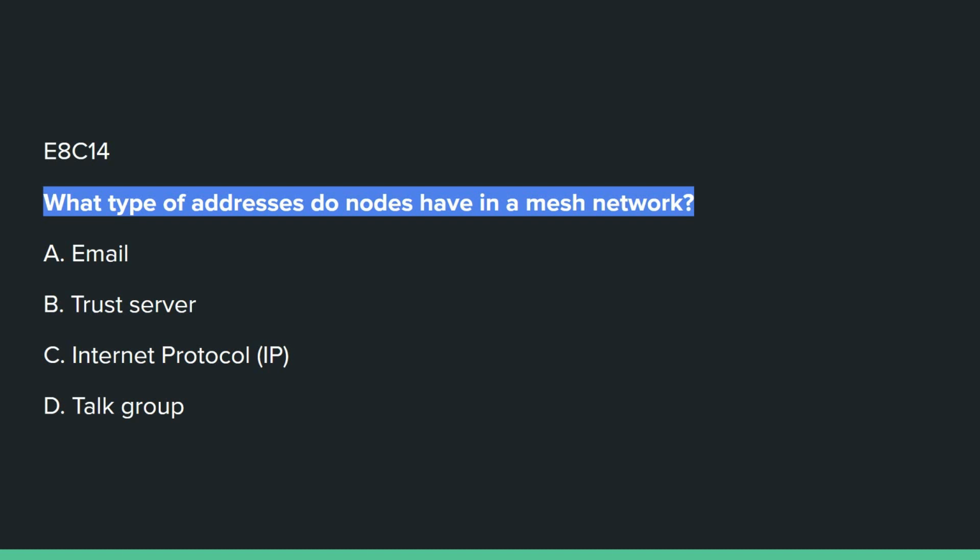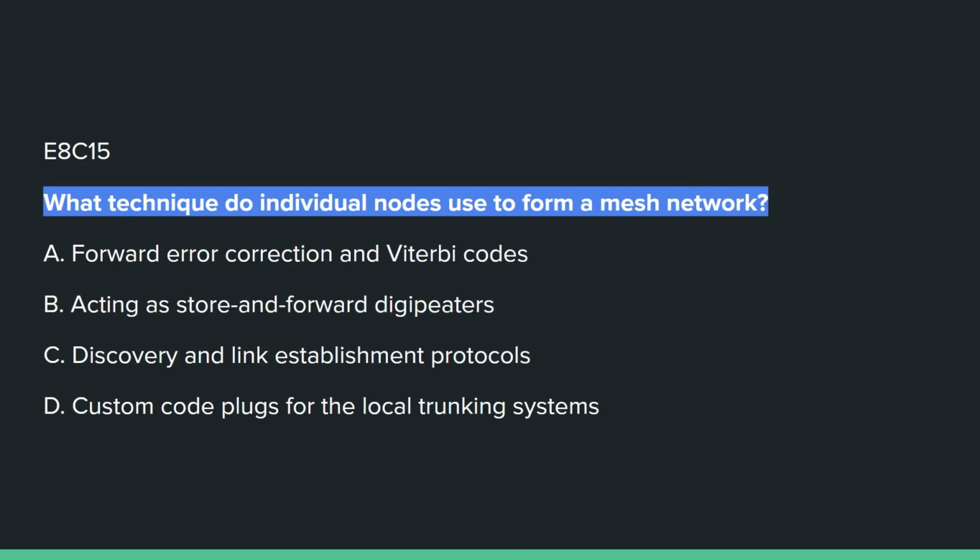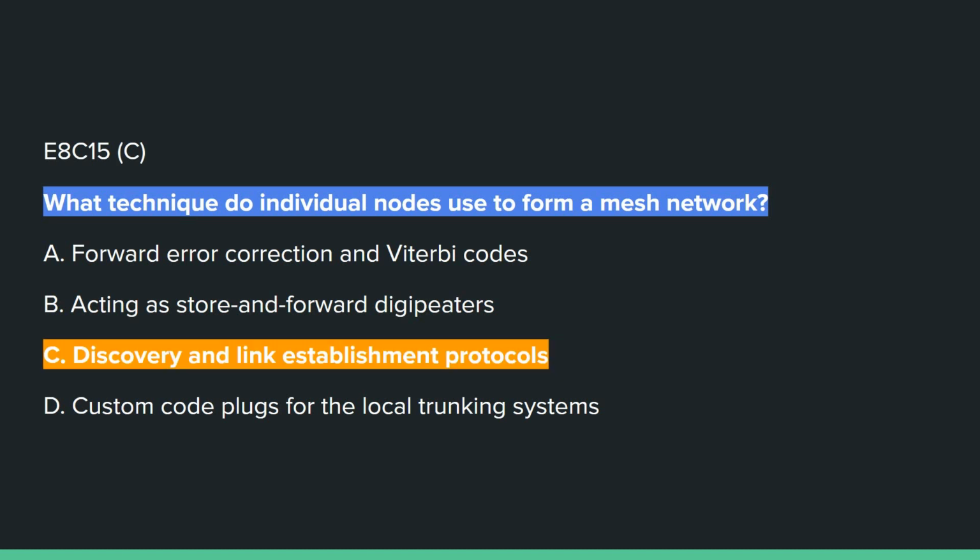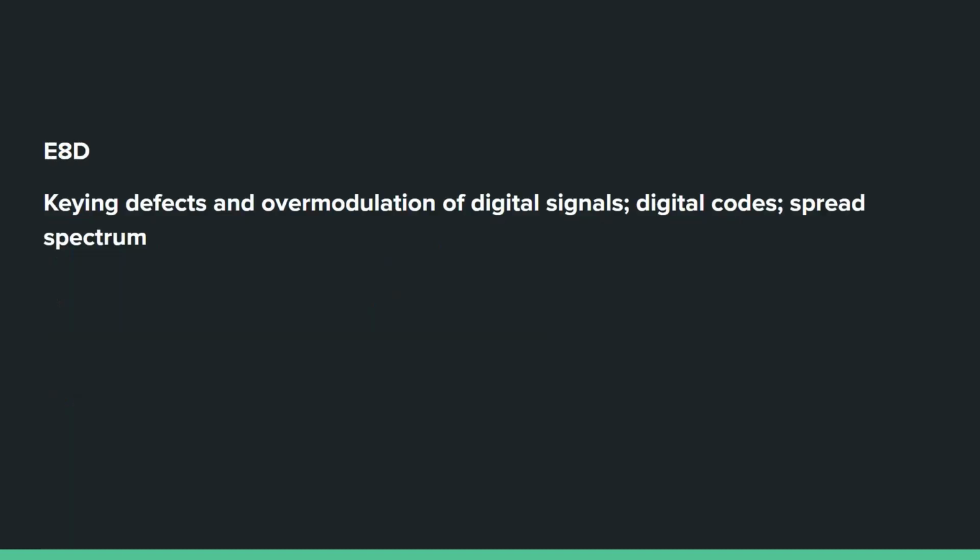E8C14, what type of addresses do nodes have in a mesh network? C, IP, which is Internet Protocol. E8C15, what technique do individual nodes use to form a mesh network? C, discovery and link establishment protocols. E8D covers keying defects and overmodulation of digital signals, digital codes, and spread spectrum.